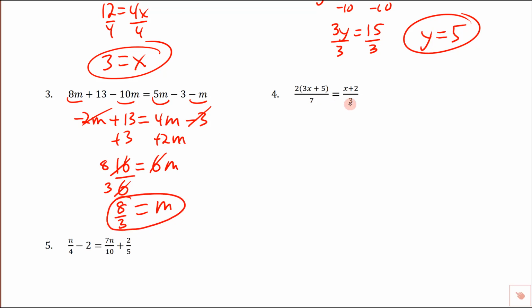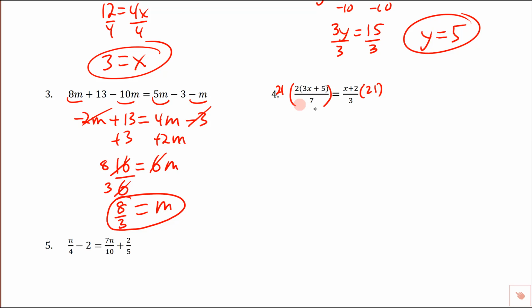Okay, on this one here, we've got some fractions in this, so we're going to go ahead and clear fractions. We do have to be a little bit careful because we've got this coefficient outside there. So we're going to multiply both sides by something that will cancel off a 7 and a 3. Well, the least common multiple of the two of those would be 21. So I'm going to multiply this side by 21, and I'm going to multiply this side by 21.